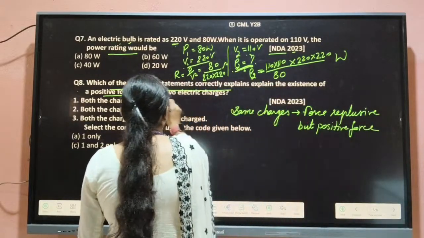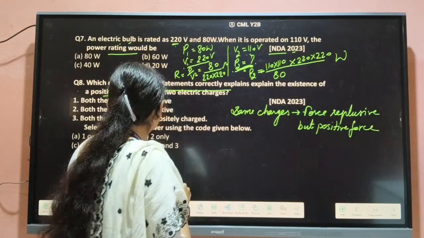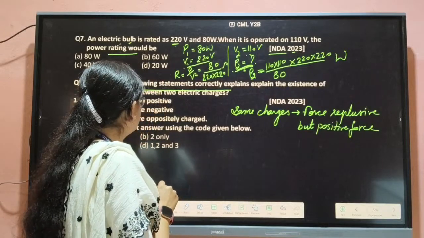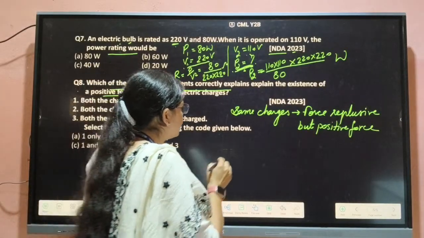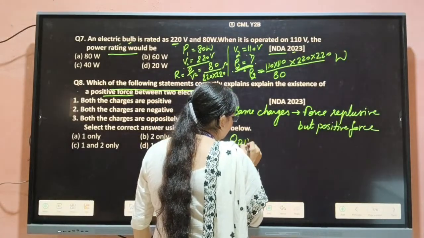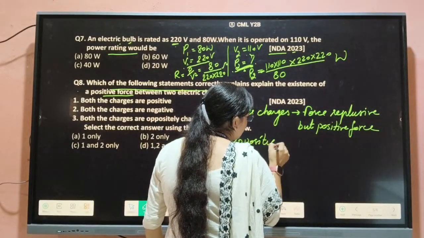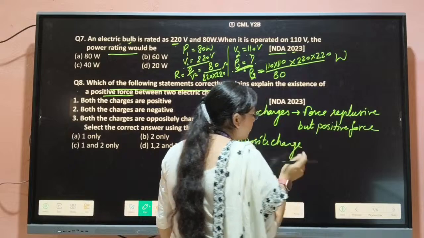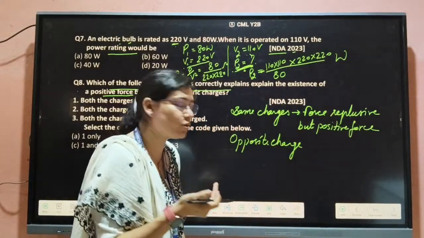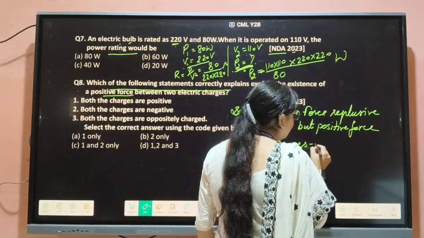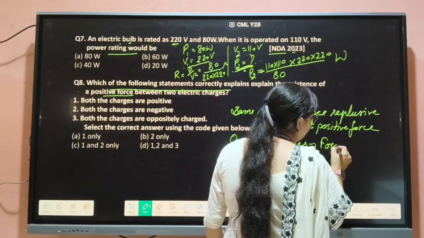Next will be in which statement, that is, your options are: both positive, both negative, both opposite charges. Opposite means one will be positive, the second will be negative, like this. And opposite also will be there. Then in that case, what will the force be equal to?